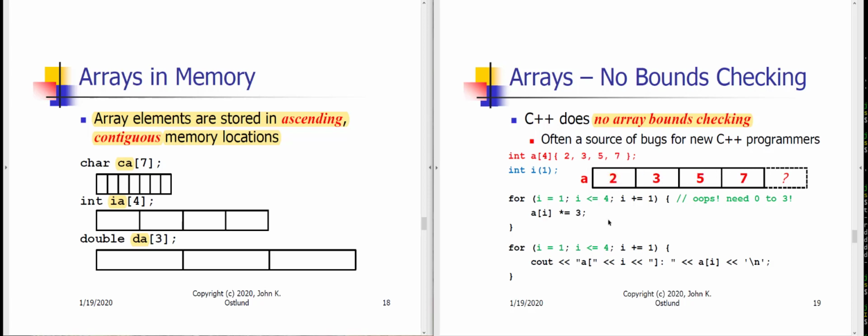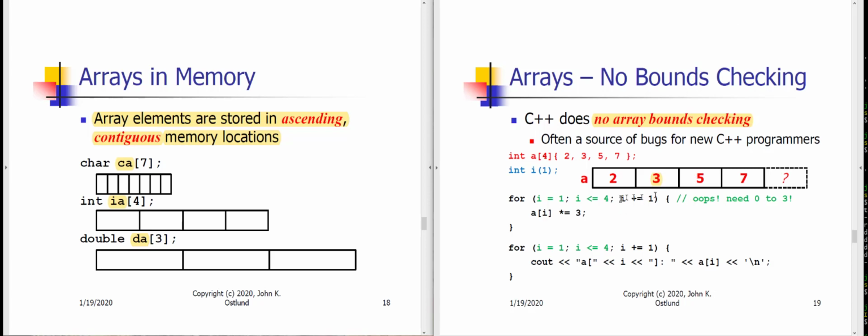And if you forget that the subscripts for that go from 0 to 3, and instead, for example, write a for loop that goes from 1 up to 4, well, the C++ compiler will generate code that accesses a sub 1. In this case, we are multiplying a sub 1 times 3, so that 3 there is going to be replaced with a 9.